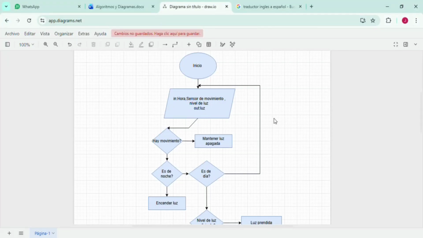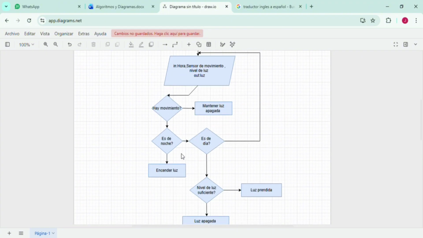First, it is asked if there is movement. If the answer is no, the light stays off. If yes, it asks if it detected a knife, and if the answer is yes, the light turns on both.